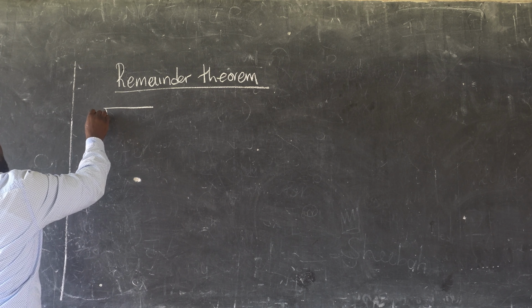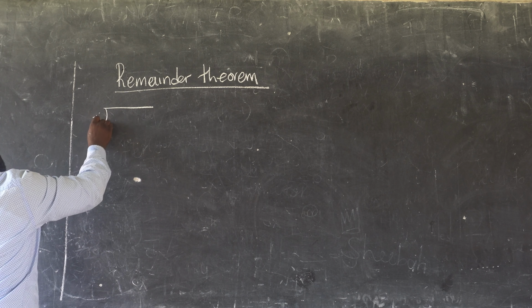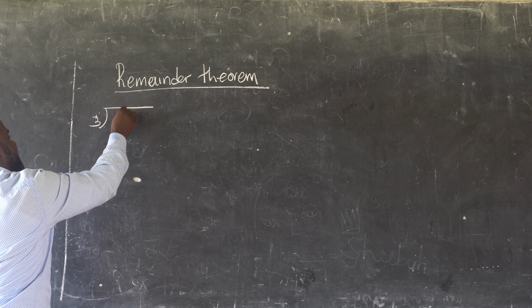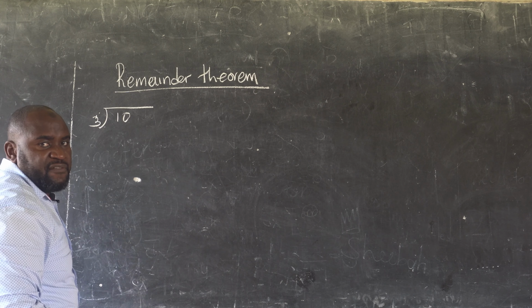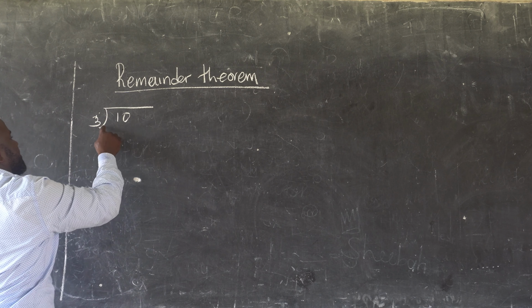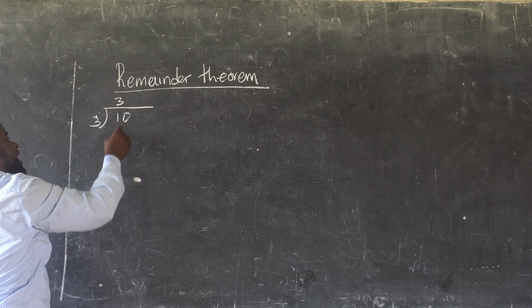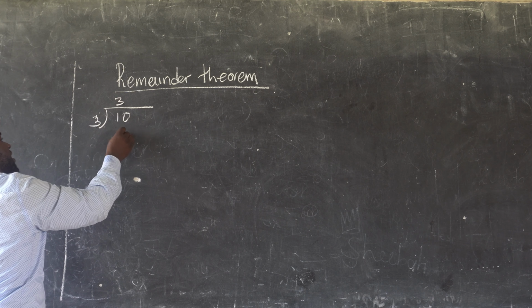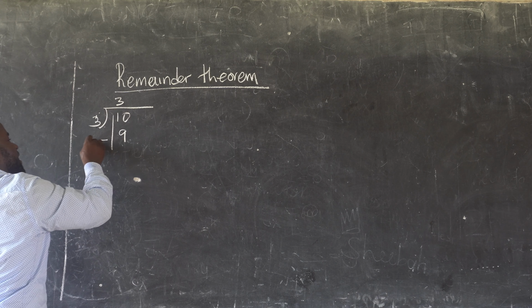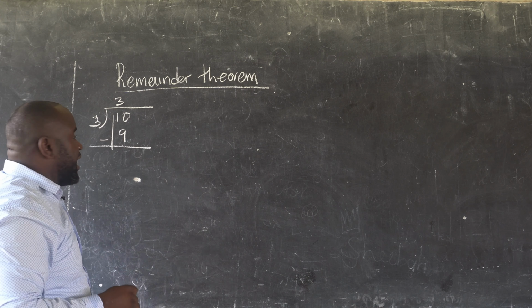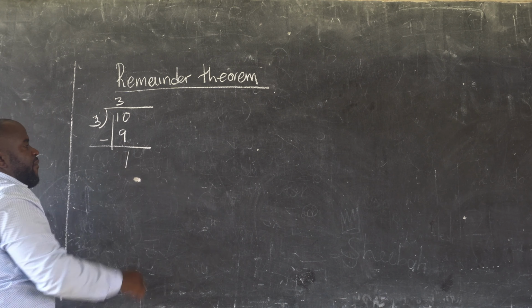You would have maybe something like what? Something like 3 and divide it by 10. And the first thing you would know is that it goes there 3 times. So 3 goes into 10, 3 times, which gives us a 9. Then you multiply 3 by 3, you would get a 9. Then you would subtract. And the balance would be 1.